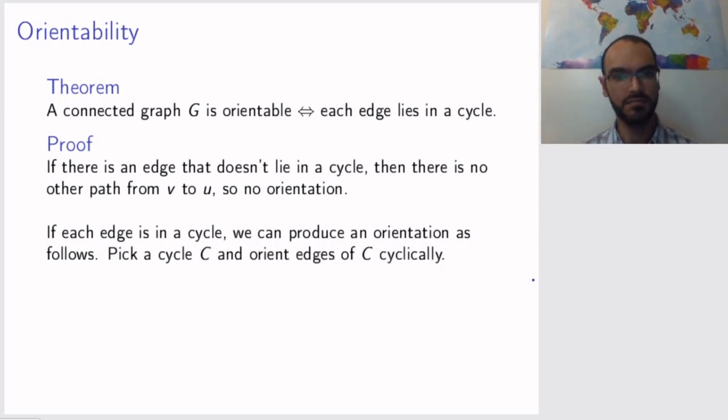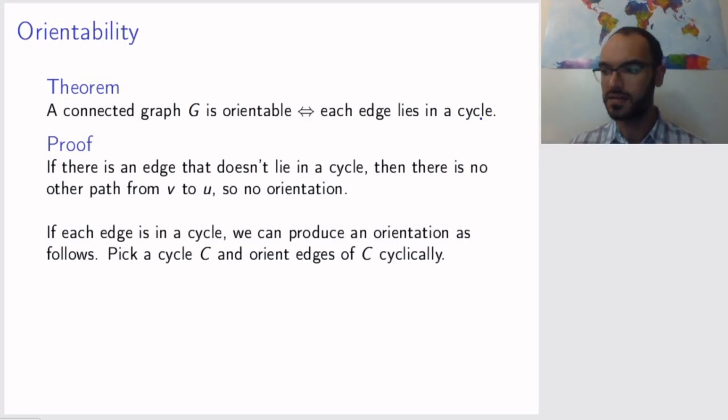So you pick a cycle. If each edge lies in a cycle, well, I mean, you have the trivial case if there are no edges at all, but then there is nothing to prove. So you assume that there is at least an edge. Then you know that there exists a cycle that this edge has to lie in by assumption.